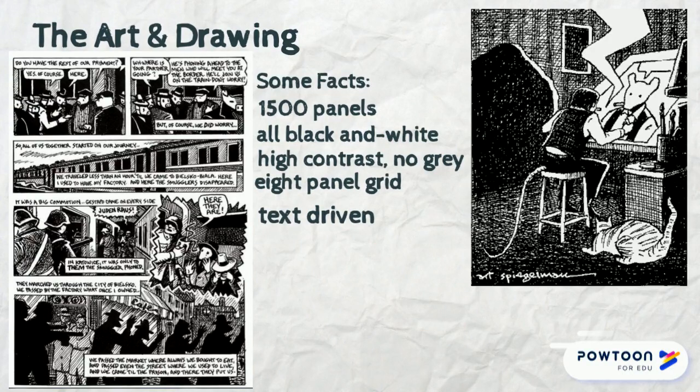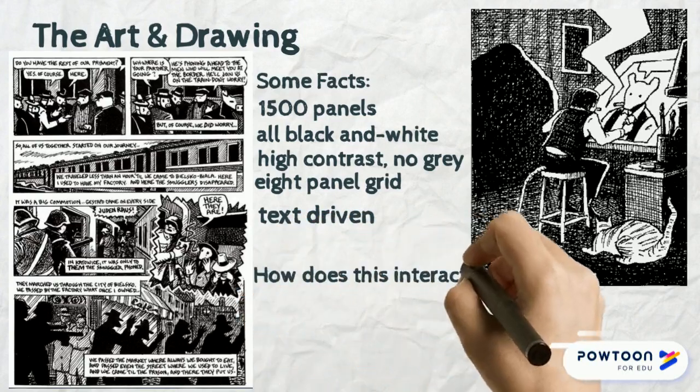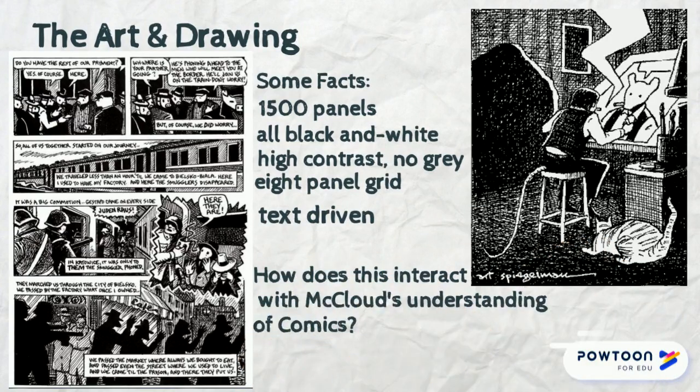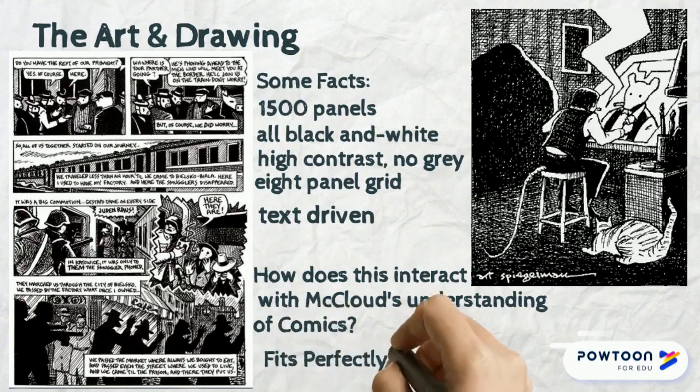So let's combine that with our last lesson and ask ourselves, how does this interact with McCloud's understanding of comics? If I remember correctly, he defined comics as sequential art. And if we look at the panel on the left and our facts, there's no doubt. Even if we extend the definition like McCloud did to juxtapose pictorial and other images in deliberate sequence, it still fits perfectly. So what we have here is a good example of a typical comic.